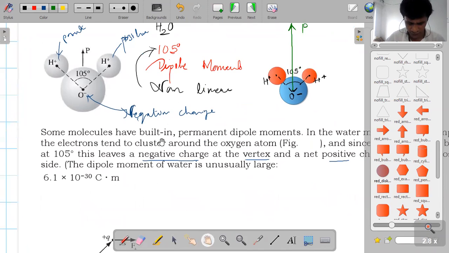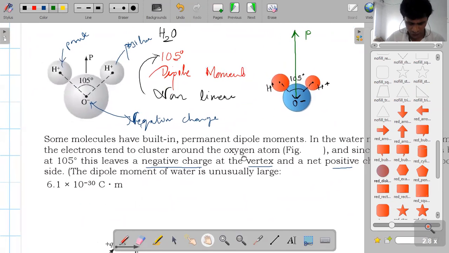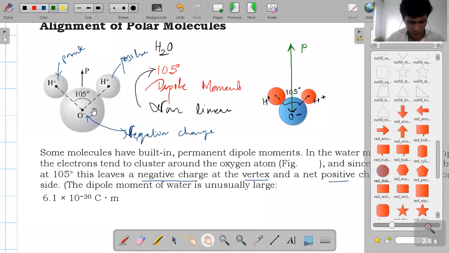In this case, some molecules have built-in permanent dipole moments, and in the water molecule, electrons tend to cluster around the oxygen. See, they tend to cluster along this oxygen. Okay. Now here I will write figure number 2. And here with angle 105.